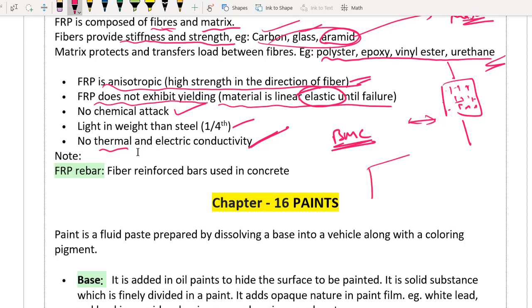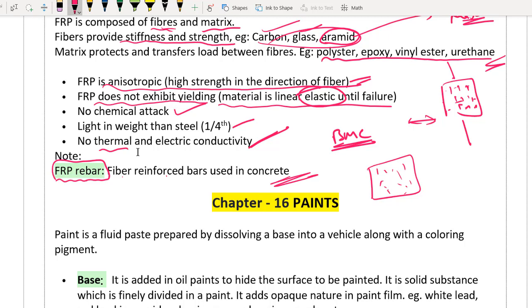So in concrete, instead of using the steel bars, what I can do is I can go for fiber reinforcements. Agreed or not? Right? So if I am using this fiber reinforcement, I will be calling it FRP rebar. Okay, FRP rebar. What does it stand for? Fiber reinforced bar used in concrete. Okay, wherever you see FRP rebar, it means we have used these fiber reinforced bars in our concrete.